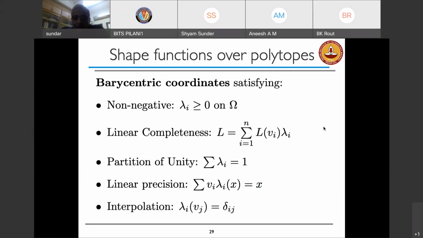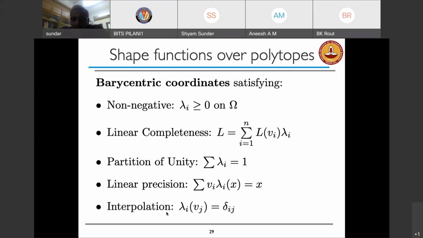So now I can have a routine by which I can divide the region into polygons. But to be able to use it within the finite element method, we need to write what are called shape functions over these polygons. And we know that the shape functions over a particular element have to satisfy certain properties. One of them is they should be non-negative. They should be linearly complete. The most important property is that they should satisfy partition of unity. They should have linear precision and preferably interpolation, right?